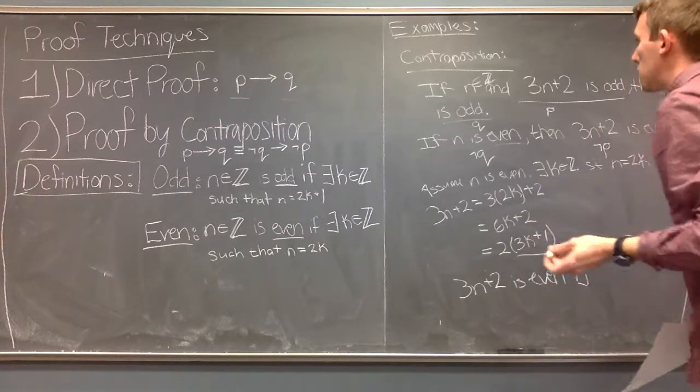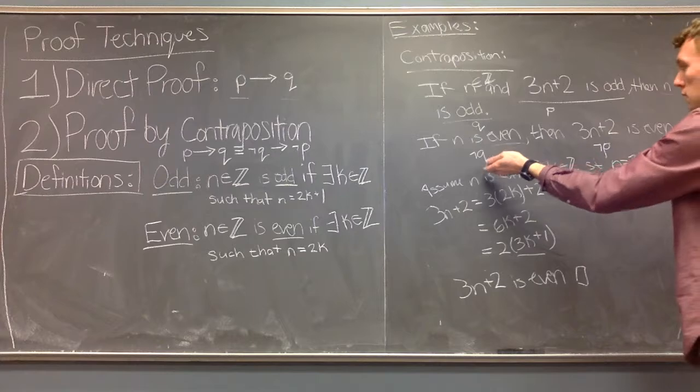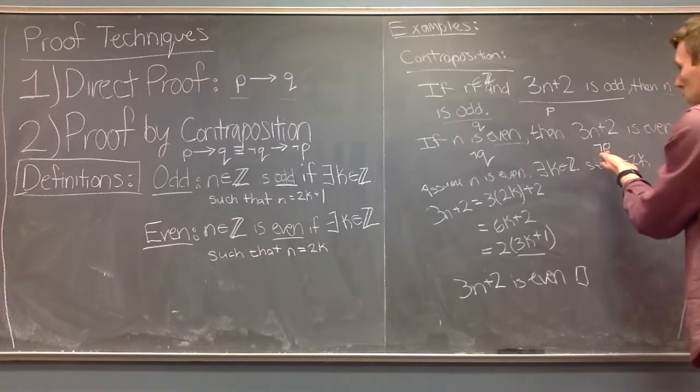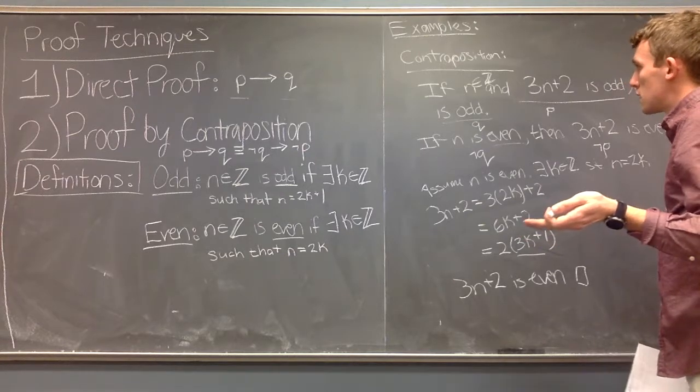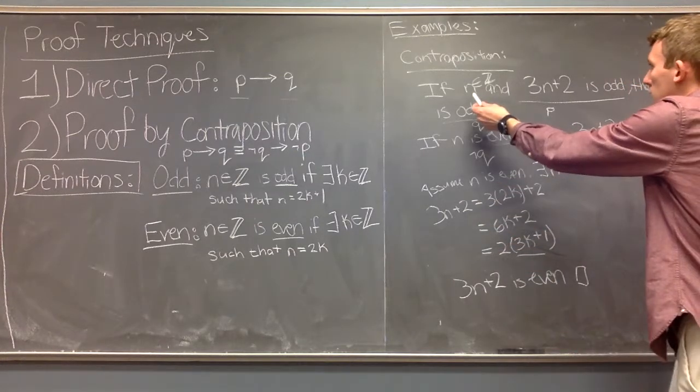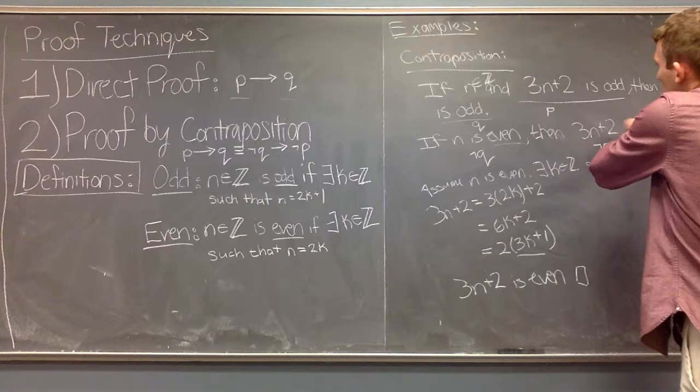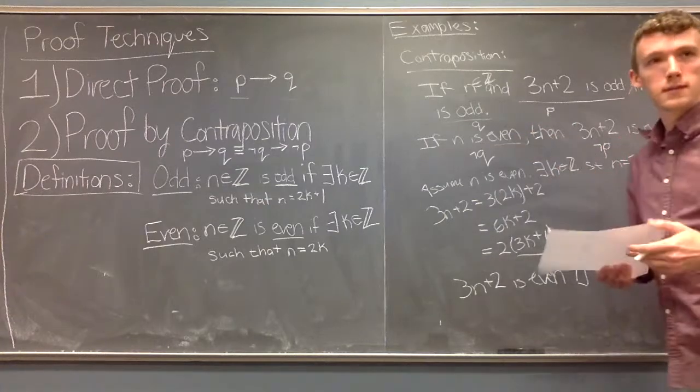And that concludes the proof. So we proved that if not Q is true, then not P is true. And since this has the same truth values as P implies Q, then we have also proved that if 3n plus 2 is odd, then n is odd.